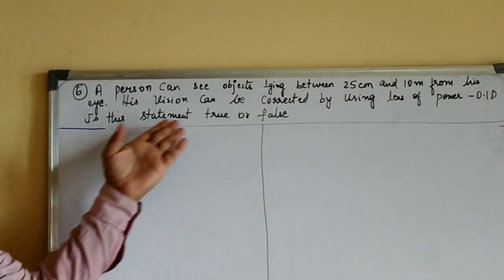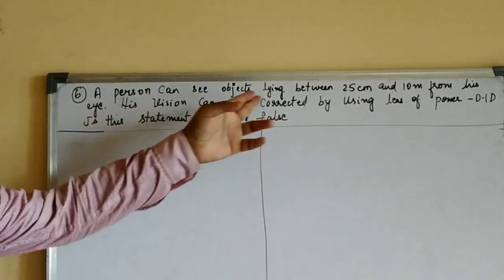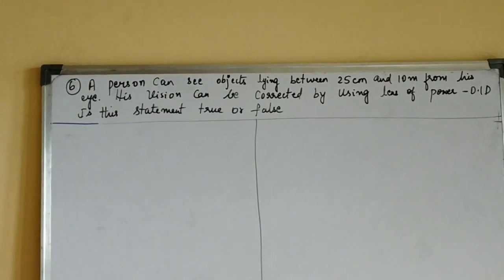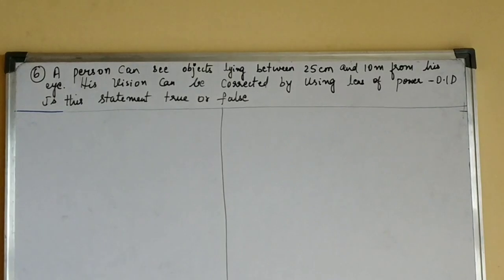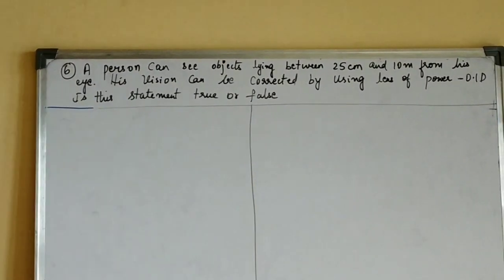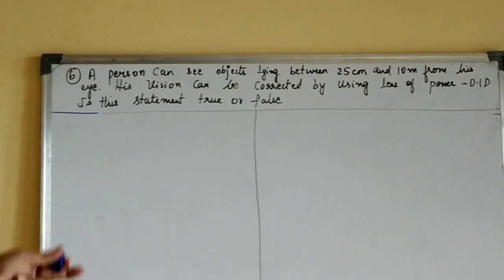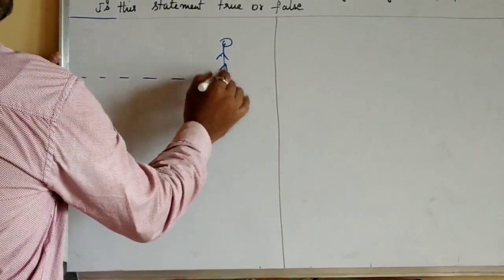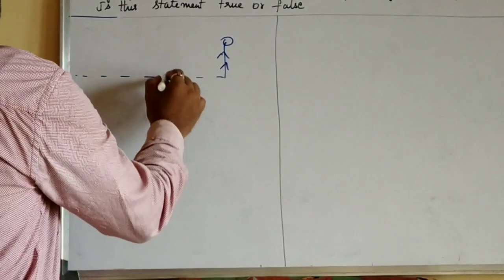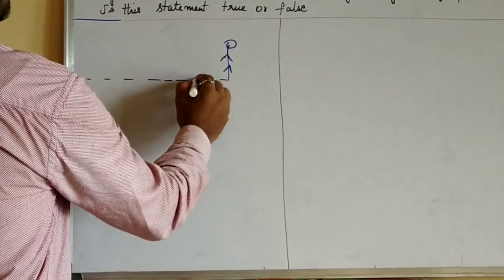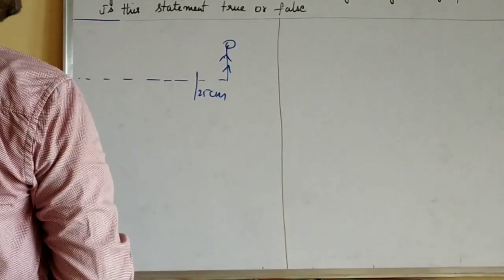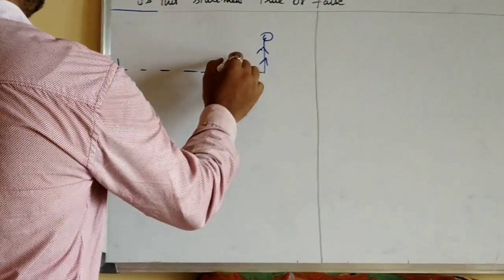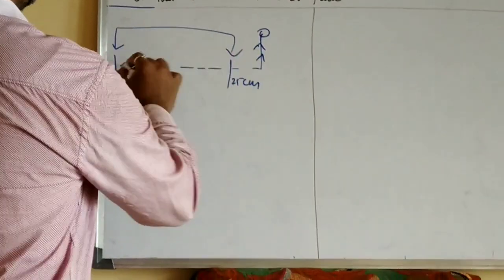You cannot blindly say, because the range is given and they have only given the power of the lens, minus 0.1 diopter. You cannot say blindly either true or false. You have to verify it. Now just observe the problem. There is a person who is capable of seeing objects between 25 centimeter and 10 meter. Assume that here it is 10 meter. Within this range he is able to see the objects.